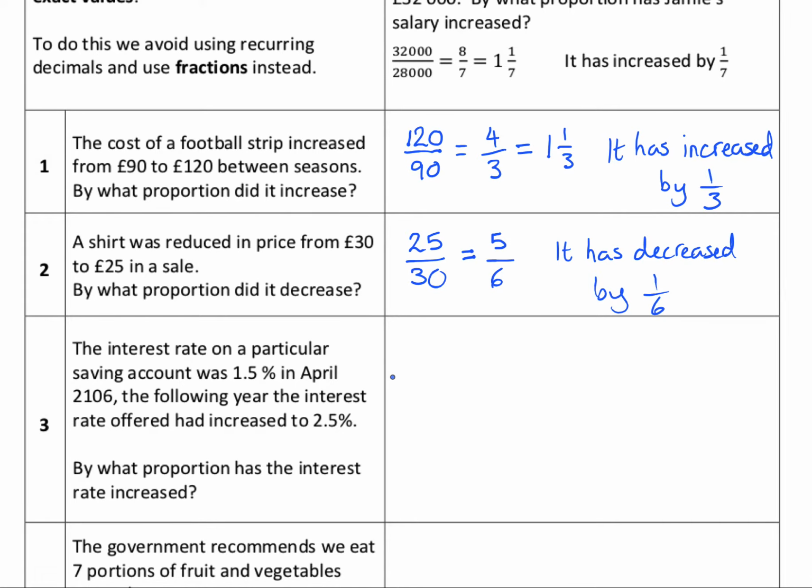Okay, moving on to number 3. The interest rate on a particular saving account was 1.5% in April. I think that's meant to say 2016. The following year, the interest rate had increased to 2.5%. By what proportion has the interest rate increased? Okay, so new divided by old, so 2.5 divided by 1.5. Okay, and this is one of those fractions where I'm going to actually make it bigger to simplify it. So I'm going to double these, 5/3, okay, which would be 1.6 recurring, but I'm going to leave it as a mixed number rather than a decimal. That's 1 2/3. Okay, so the rate has increased by 2/3.